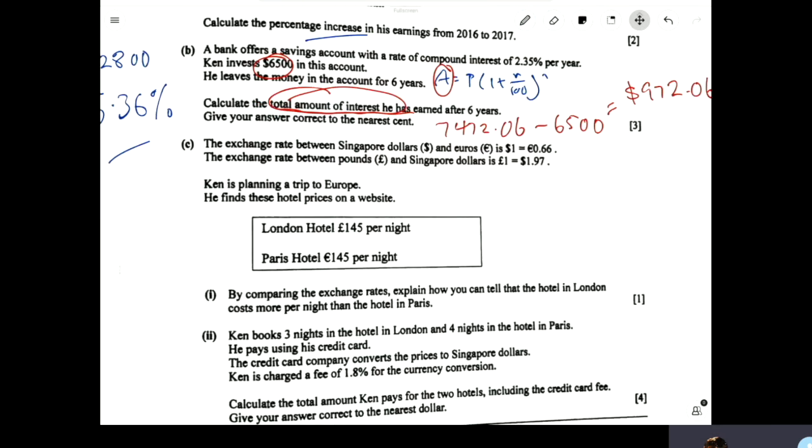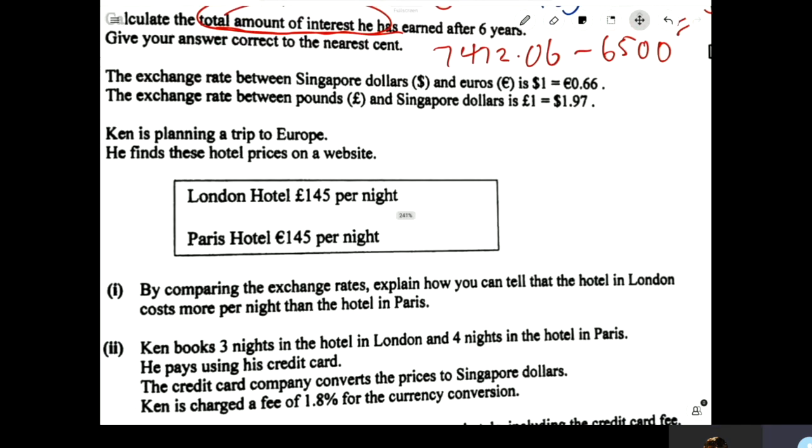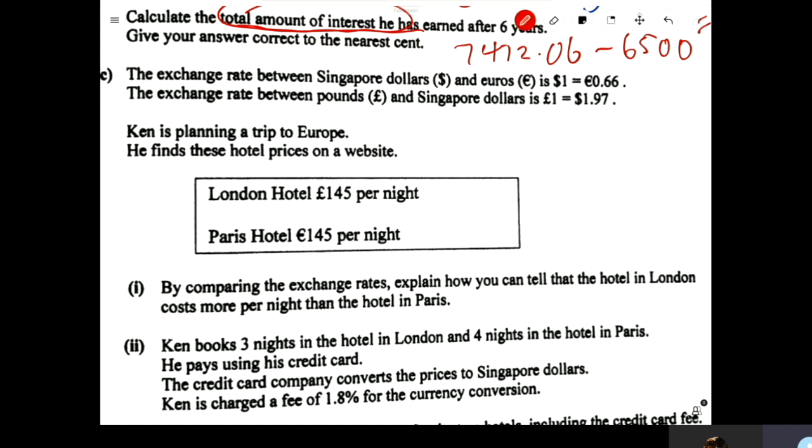Right? Let's continue. So the exchange rate between Sing dollar and euro is 1 equals 0.66. So Ken is planning a trip to Europe. He finds this hotel by comparing the exchange rate. How can you tell that the hotel in London costs more per night than the one in Paris? So okay, let's see how to do this. Now, 145 pounds per night. What is the conversion? Let's convert to Sing dollar.